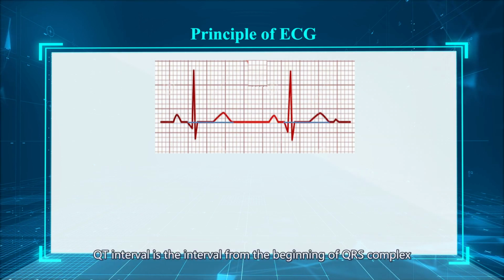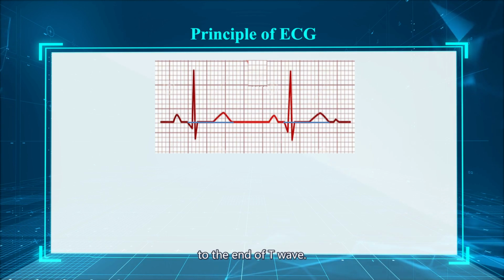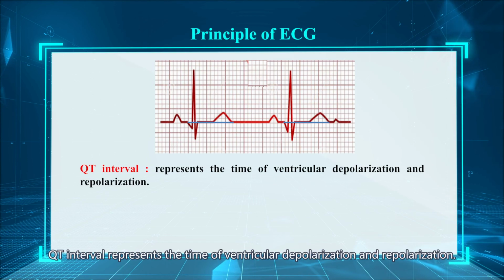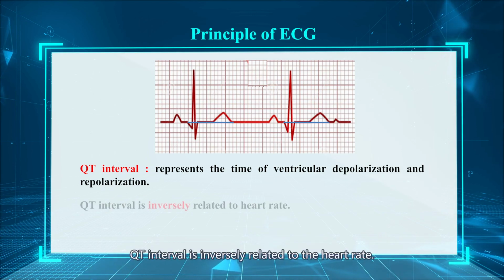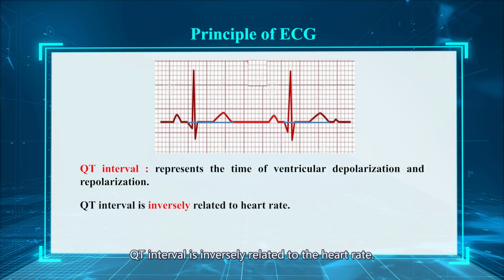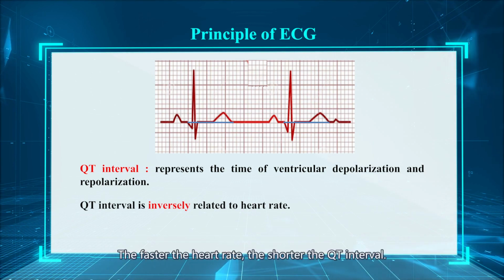QT interval is the interval from the beginning of QRS complex to the end of T wave. QT interval represents the time of ventricular depolarization and repolarization. QT interval is inversely related to the heart rate. The faster the heart rate, the shorter the QT interval.